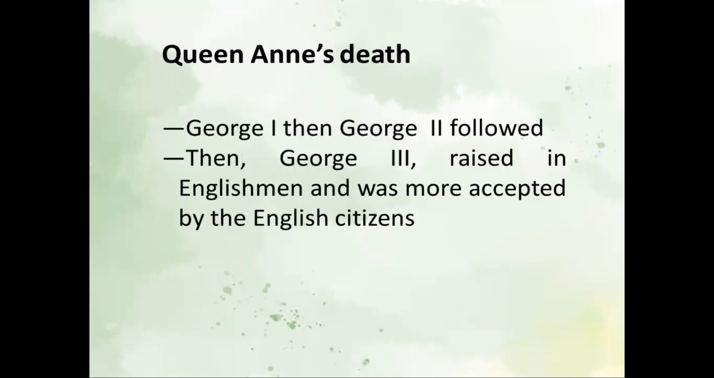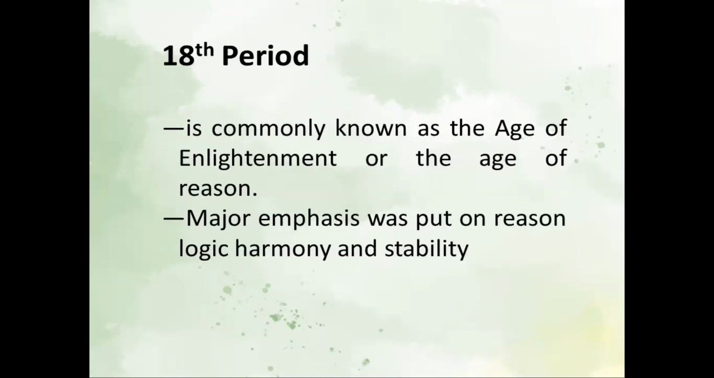He was followed by his son George II, and as Germans, they were both highly unpopular with the English people. However, their heir George III was raised an Englishman, and so he was more accepted by the English citizens. So the period of the 18th century is commonly known as the Age of Enlightenment or the Age of Reason. So major emphasis was put on reason, logic, harmony, and stability.